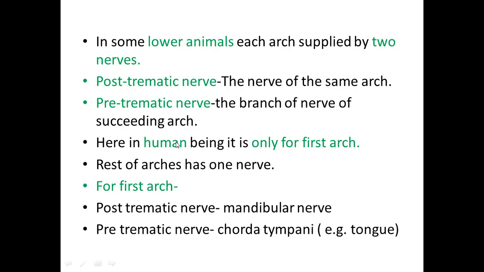Here in human beings, it is only for the first arch. This occurs in lower animals, right? But in human beings, this rule applies only for the first pharyngeal arch. The rest of the arches have one nerve.